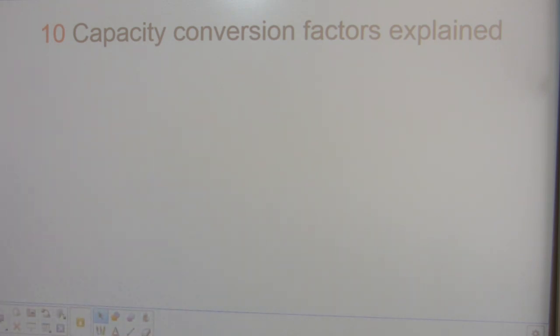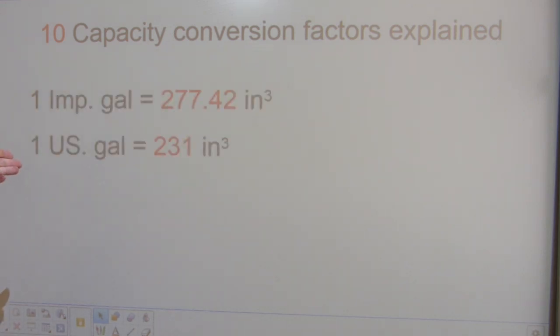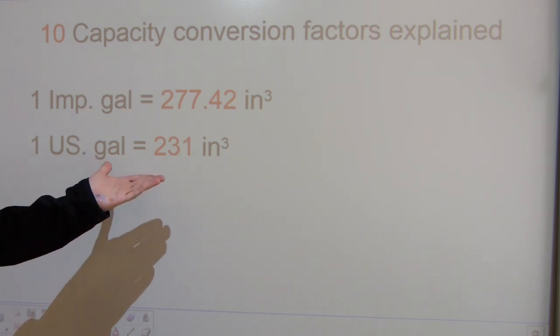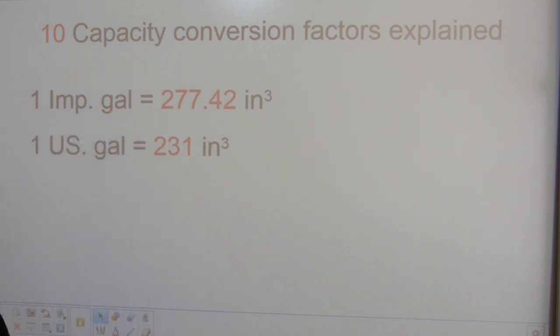Alright, that's a long intro. Let's get started with the first two. Imperial gallons and US gallons and cubic inches. Fairly straightforward. US gallon has fewer cubic inches, Imperial gallon has more cubic inches. Okay, good thing.